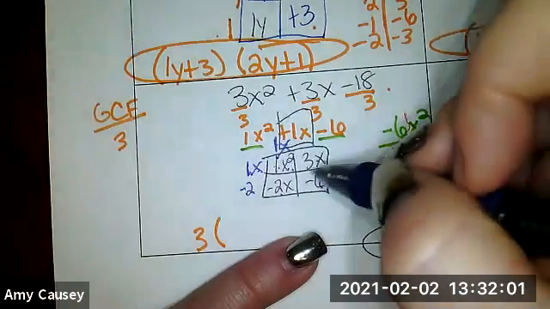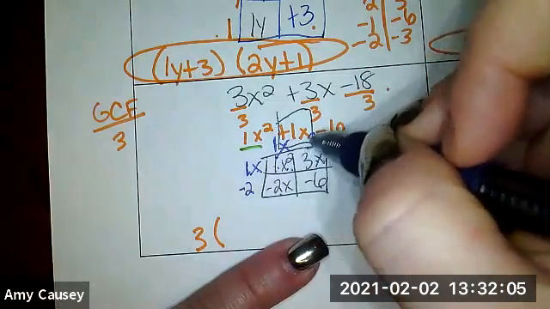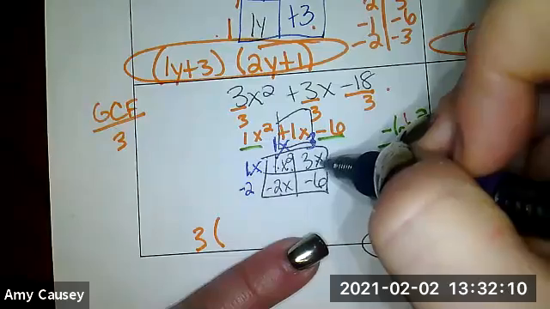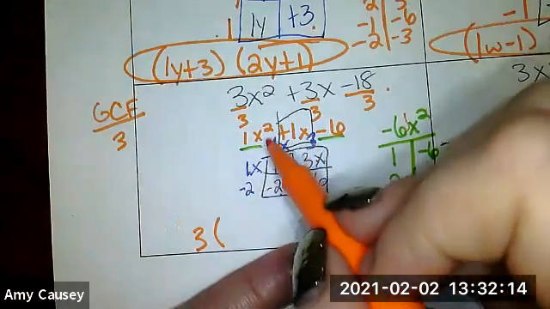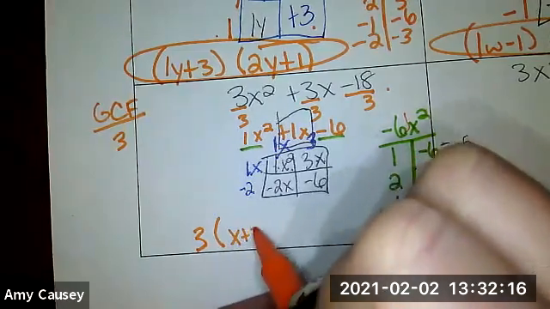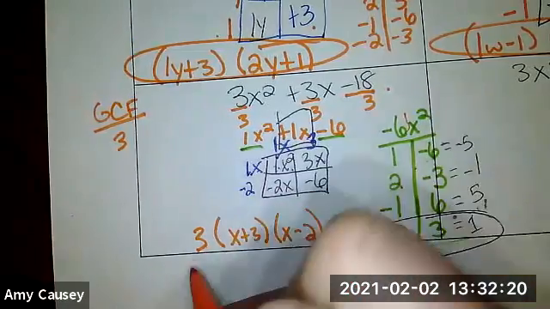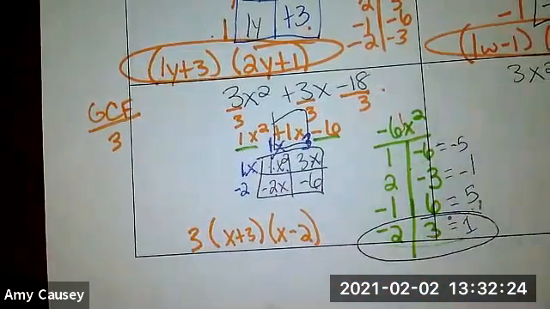Now let's divide. Negative 6 divided by negative 2, positive 3. And you can double check that last box. Does 3 times 1x equal 3x? Yes. So our next factors are x plus 3 and x minus 2. So here I've got 3 factors. 3, x plus 3, and x minus 2.